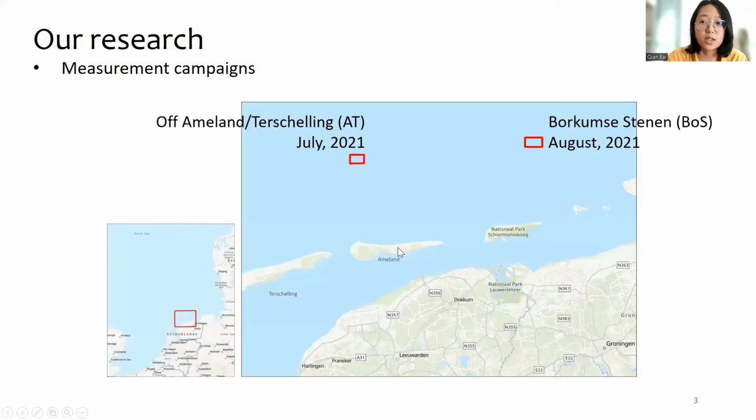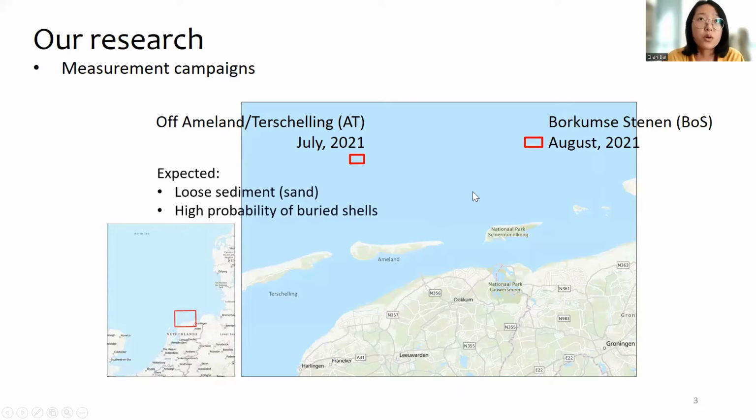With this objective, we selected 2 areas in the North Sea and did measurements last summer, in July and August separately. As you can see, the areas are located north of the Netherlands in the North Sea, and we selected them based on some previous biological research.